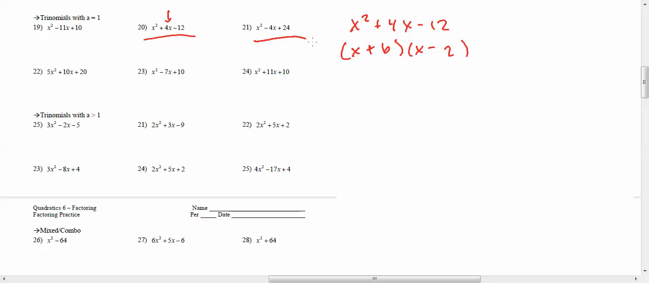Let's try this one here. This is x squared minus 4x plus 24. See if we can do that. All right, so I've got an x and an x. What else do I got? What goes in there? Is it positive positive, negative negative, positive negative? Oh no, it's gonna be negative negative. It is a negative negative.